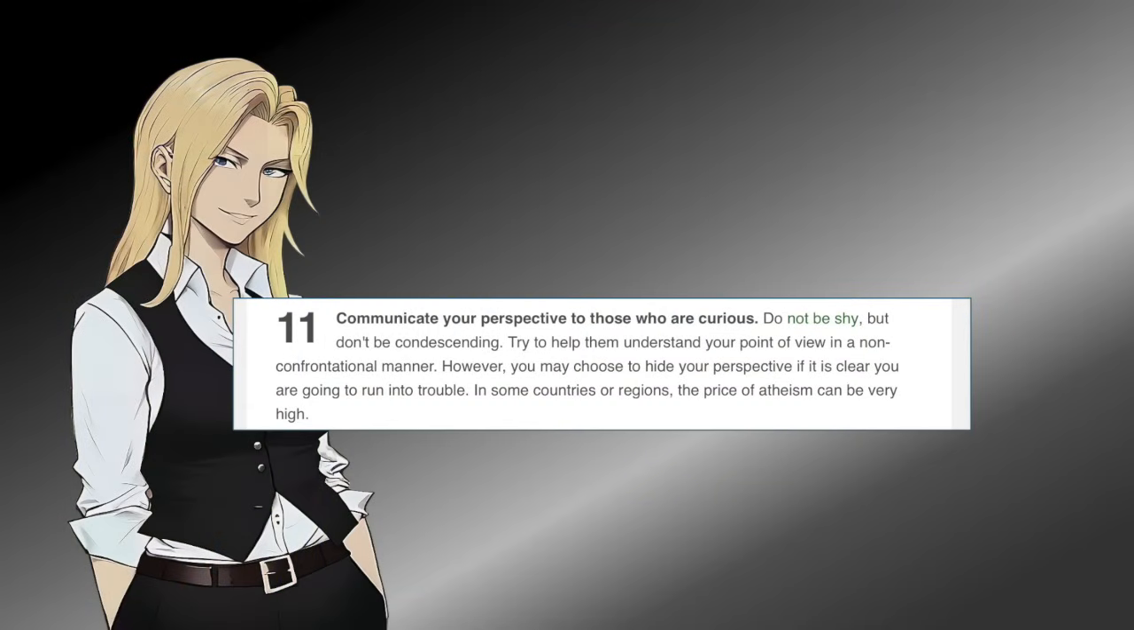Number 11, communicate your perspective to those who are curious. Do not be shy, but don't be condescending. Try to help them understand your point of view in a non-confrontational manner. However, you may choose to hide your perspective if it is clear you are going to run into trouble. In some countries or regions, the price of atheism can be very high.